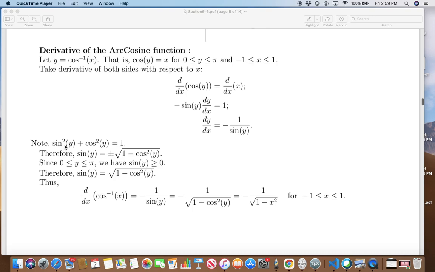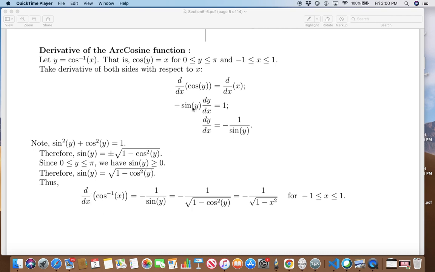Now use the fact that sine squared y plus cosine squared y is 1. So sine y is plus or minus the square root of 1 minus cosine squared. Now you see, between 0 and pi, sine is non-negative. So recall y is between 0 and pi, and sine value is non-negative. So I don't take the negative root, I simply take the positive root. Sine y is the positive square root of 1 minus cosine squared.